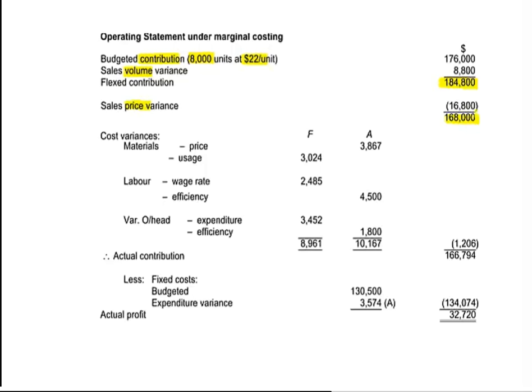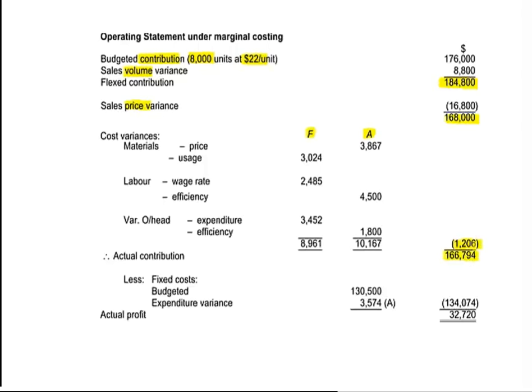So with the cost variances then we do a little tabular approach with the fixed variances in one column and the favourable variances in one column and the adverse variances in another. The fixed variances will come separately under marginal costing. So we've got our different cost variances then for material, labour and variable overheads. And once we have looked at the sum of all of those, and in this case they come to 1,206 adverse, that will give us our actual contribution figure.